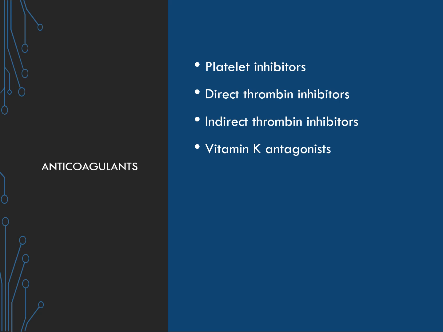Drugs that act as anticoagulants can be classified as platelet inhibitors, direct thrombin inhibitors, indirect thrombin inhibitors, or vitamin K antagonists. On page 279 within Table 15.1, you can read more about the different types of anticoagulants.